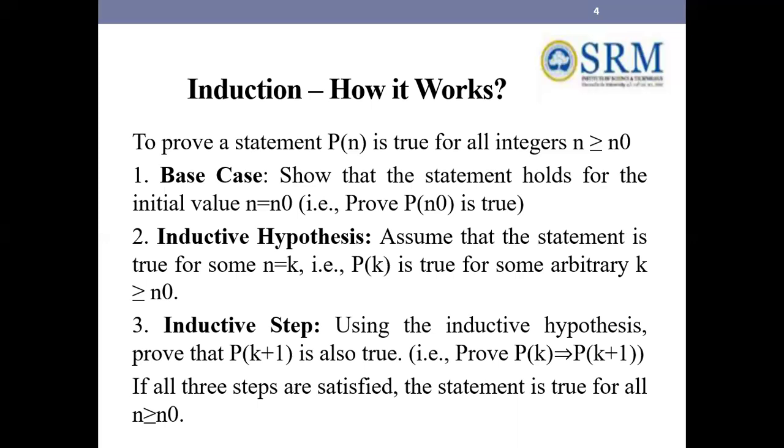If all three steps are satisfied, the statement is true for all number of inputs. That is, the base case is true, and for k inputs, the algorithm works correctly. For more than k also, the algorithm works correctly, or the statement is true. So finally, we can conclude that this algorithm works correctly for all sizes of input, which is n greater than or equal to n naught.